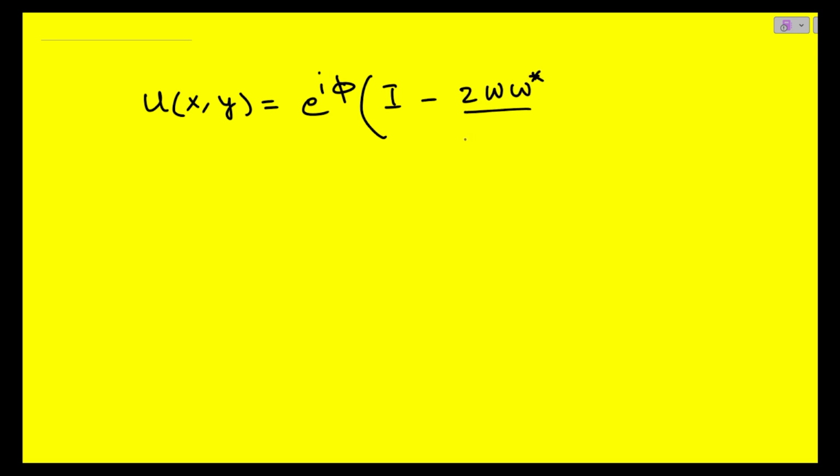Okay, so we need to prove that the unitary matrix U_xy, given by e to the power i phi times (identity minus 2 times W W star divided by W star W), is just the transformation, or the matrix, that we are looking for. Basically, it's going to transform x to y.